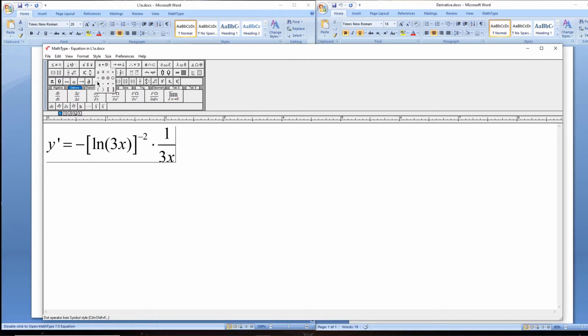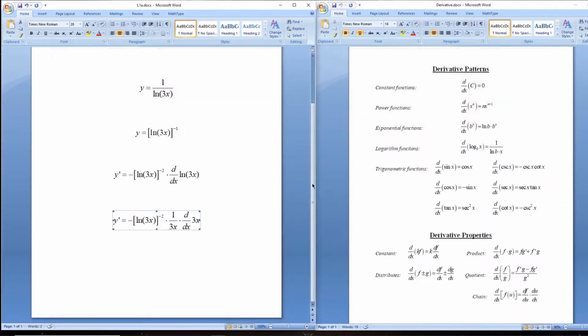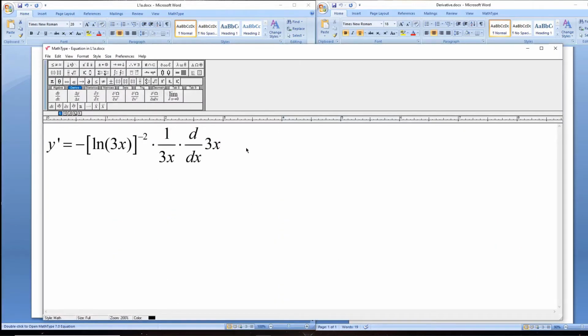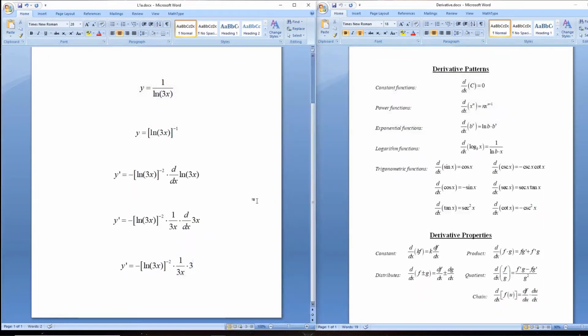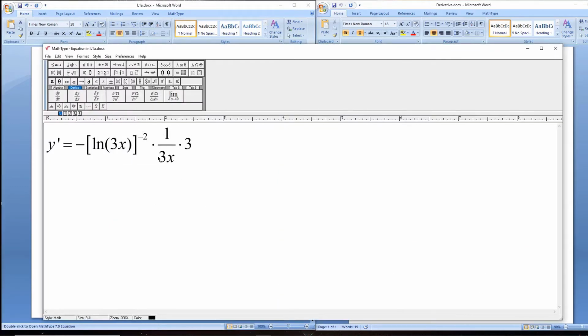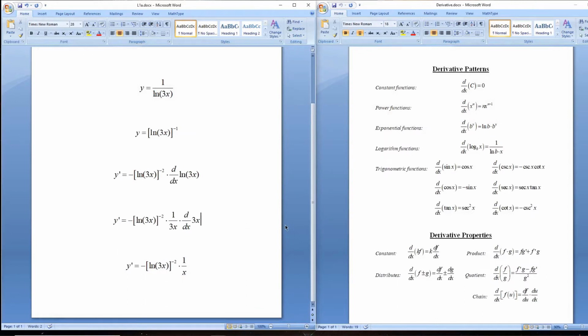And then we would have to do the one more chain rule on the 3x. So here's our first step. Here's our second step. And now we'll do the last one. And then the derivative of 3x is 3. And there's our final answer. We can clean it up slightly because these 3's will divide out. But that's going to be it. That is our final answer. So we had 2 chain rules there.